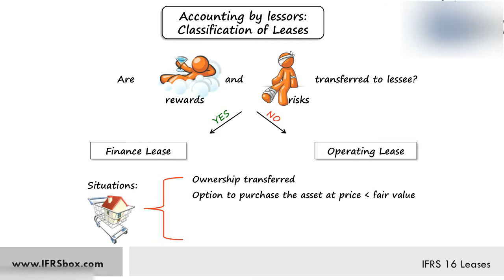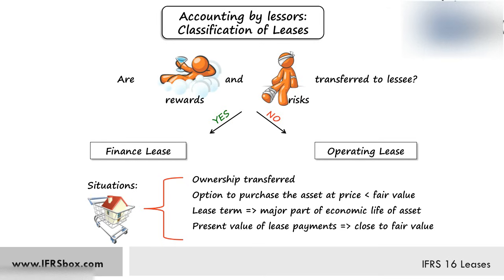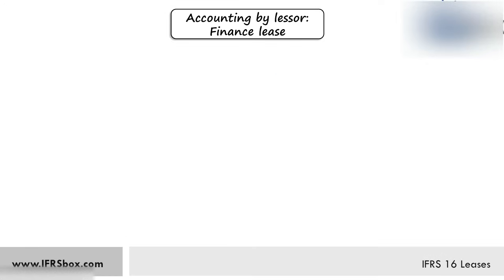The lease term is for the major part of the economic life of the asset, even if title is not transferred. Number 4, at the inception of the lease, the present value of the lease payments amounts to at least substantially all of the fair value of the leased asset. And number 5, leased assets are of such a specialized nature that only the lessee can use them without major modifications. How should lessor account for a finance lease?